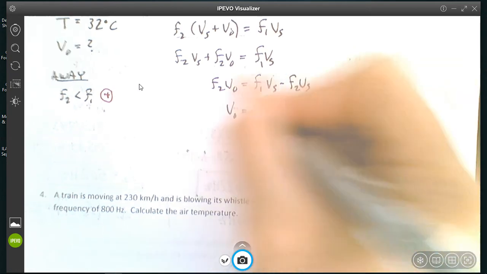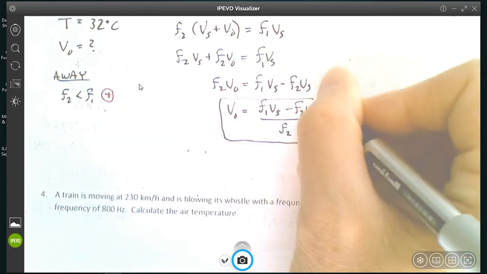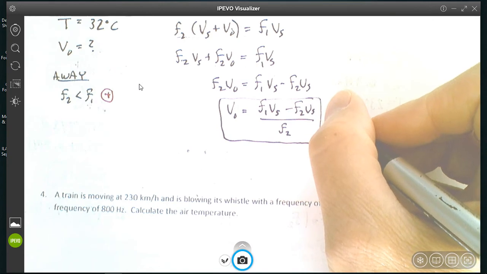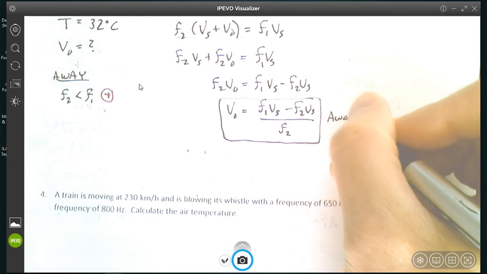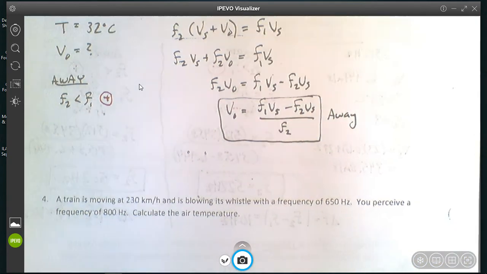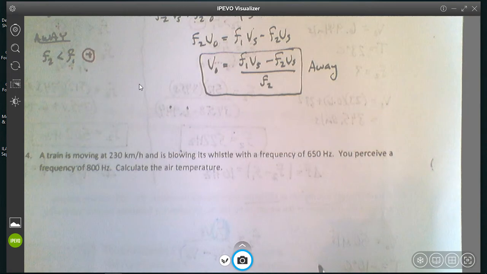And there you are. This is if you're moving away, only for away. All right. Now what you might notice is that you probably could have actually simplified this a bit more.